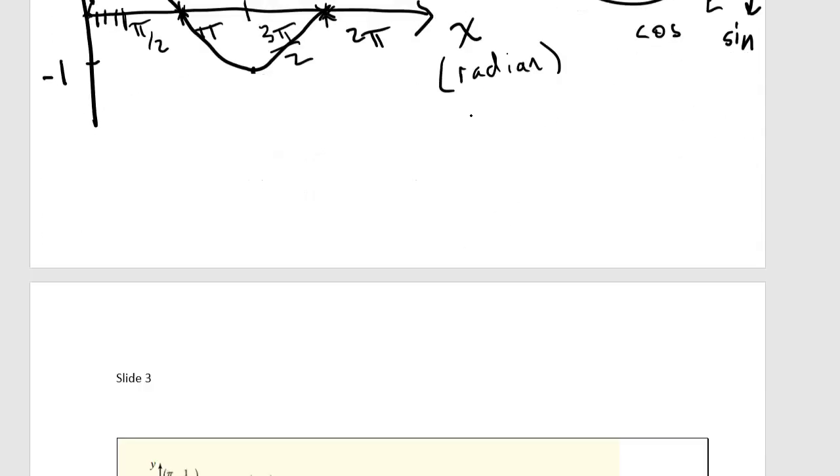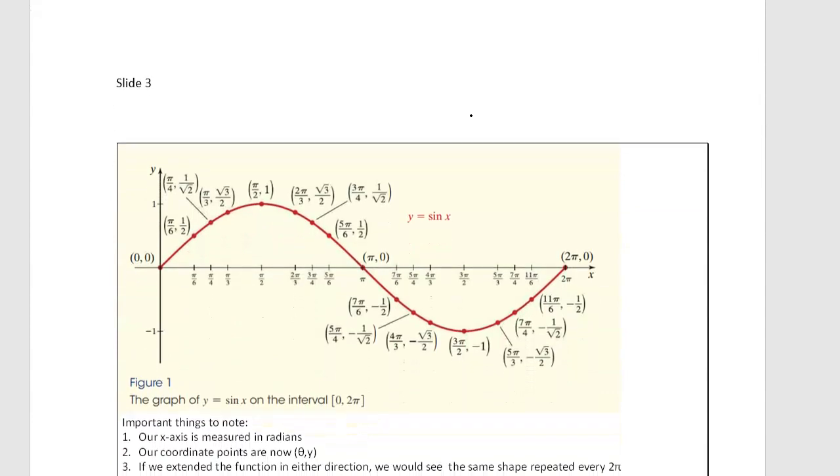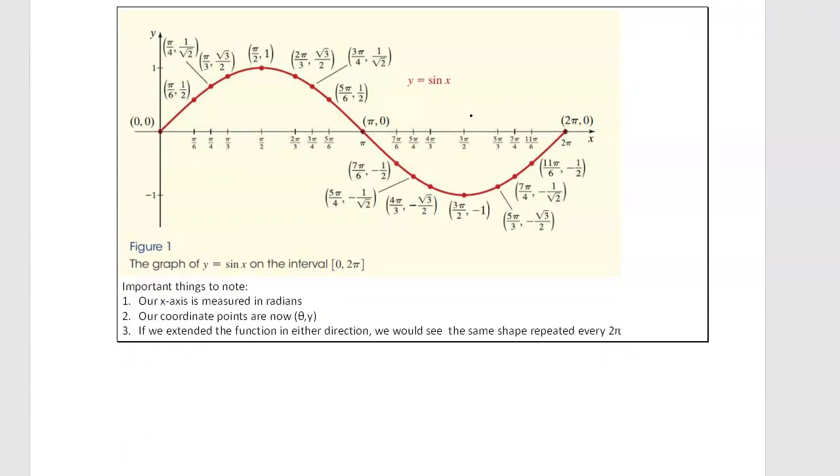But for now, let's move on to the next slide instead of filling out all of those tables, because this is what it looks like when you fill out all of these tables. This might be a little overwhelming as far as numbers go, but what you can see here is pi over 2 and 1. Here is pi, 0. Here is 3 pi over 2 and -1. And here is 2 pi, 0. So these were the points that are mapped out above, right?